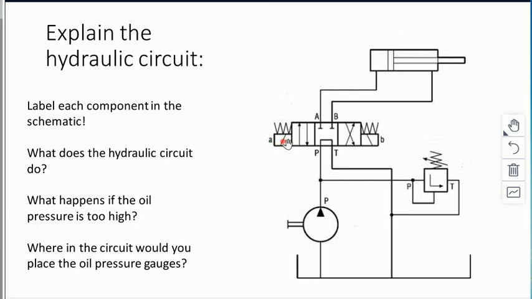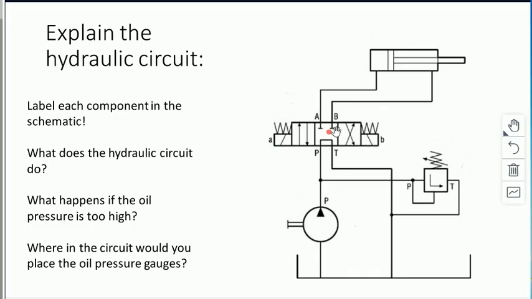Okay, so when we energize A, then the pump is connected to A, the oil goes in here, the piston goes all the way to the end, and then it goes down to B, and it goes back to tank. And obviously, when the piston is pushed all the way to the end, there's a lot of pressure build up here because there's nowhere for the oil to go. And so we've got the pressure relief valve, which comes in here to make sure that the pressure is kept at a certain point.